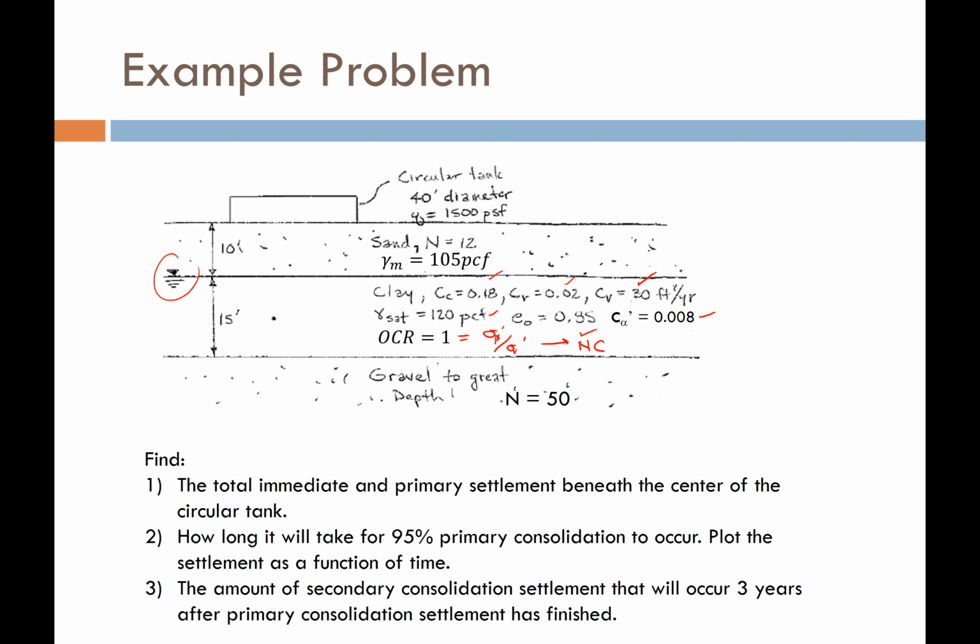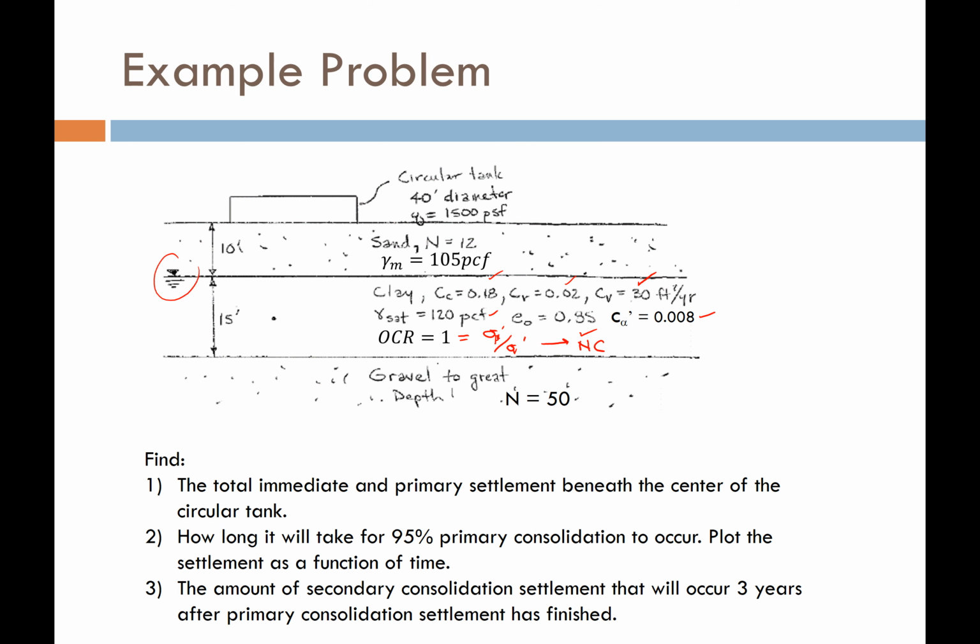And then below that, we're going to say that we have a gravel soil that extends as deep as we can drill. And the SPT resistance for that soil on average is 50 hammer blows per foot. What we're going to do as engineers is build a circular tank, a circular load on the soil that's 40 feet in diameter, and it's going to have a uniform applied pressure of 1,500 pounds per square foot. So here are the things that we need to find.